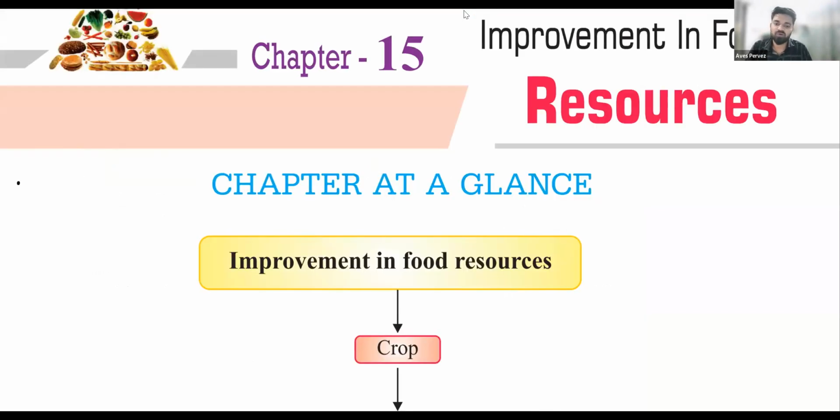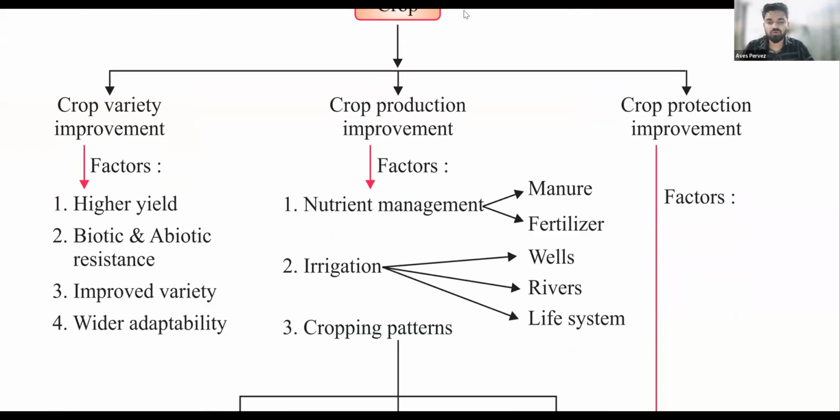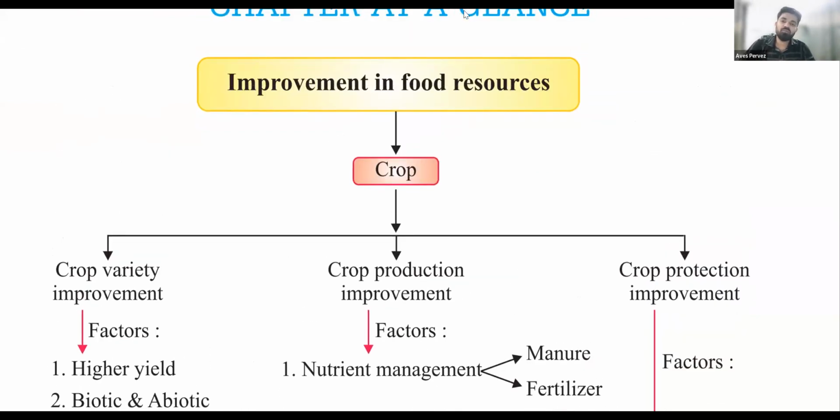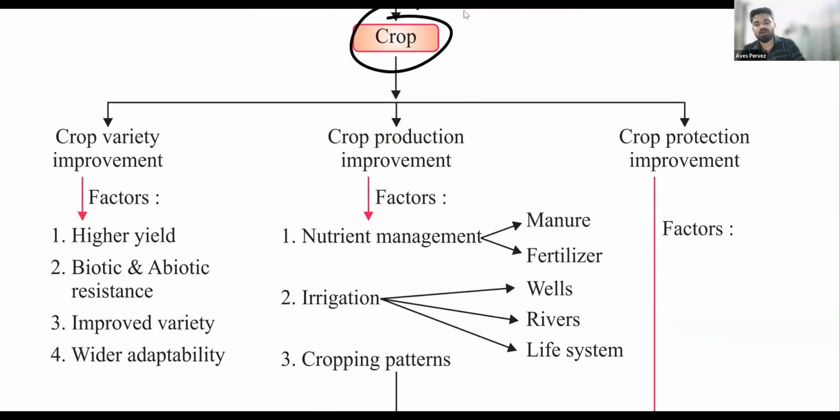Okay. So, improvement in food resources. You know very well that improvement means coming to a higher level from the previous one. So we are talking about improvement in food resources. What we are going to discuss in this one is the crop: crop variety improvement, crop production, and how the variety of the crop can be improved. That is, how can we get higher yields and biotic and abiotic resistance.